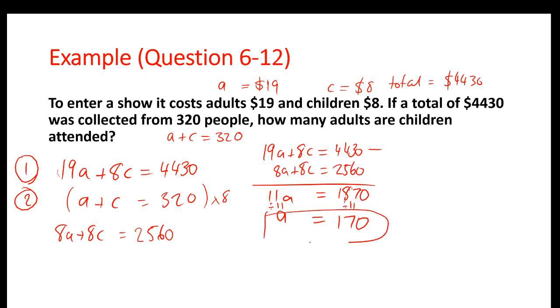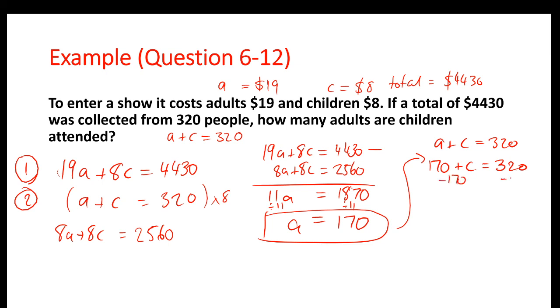To work out how many children attended this event, we're going to substitute that into either one of the equations. I'm going to use A plus C is equal to 320 because that's a bit nicer. Replacing the A with 170, we get 170 plus C is equal to 320. Subtract 170 from both sides, and C is equal to 320 minus 170, which is just 150. So there are 150 children that turned up to this event.